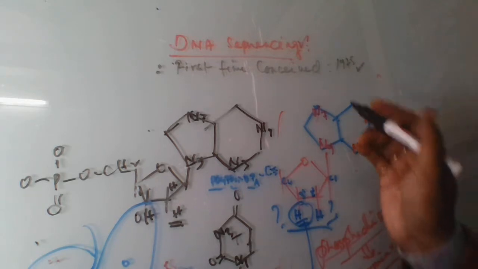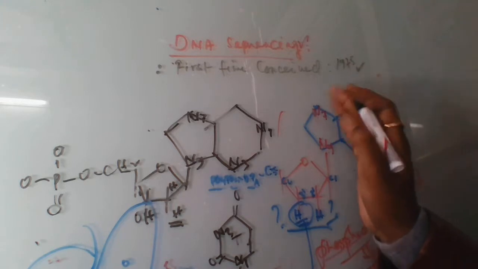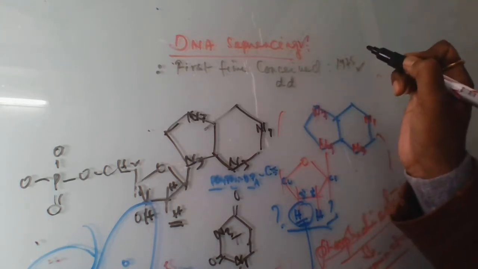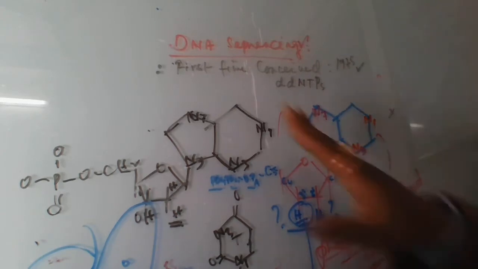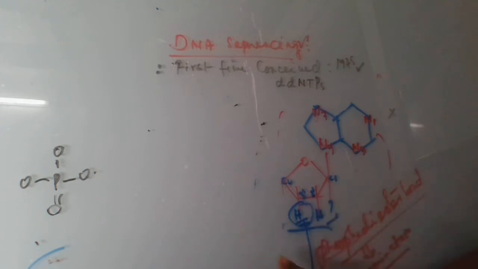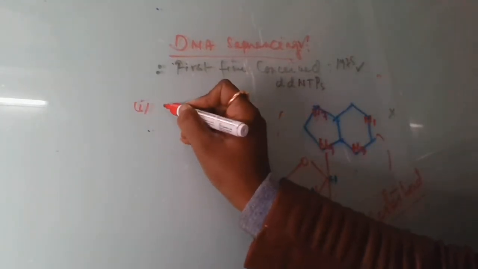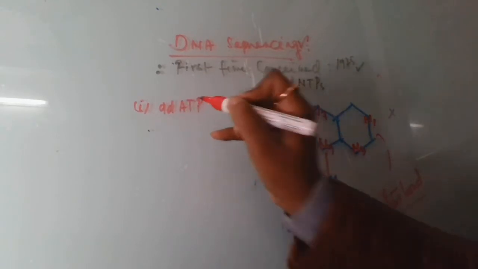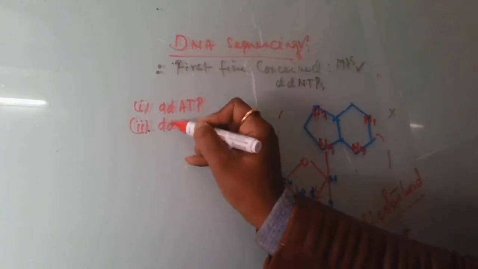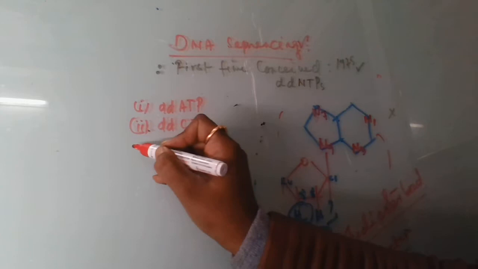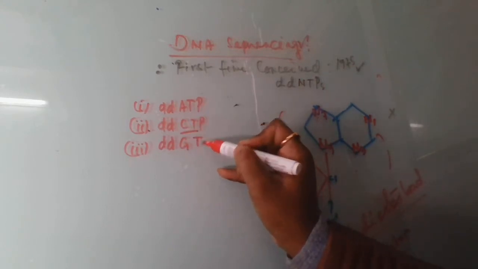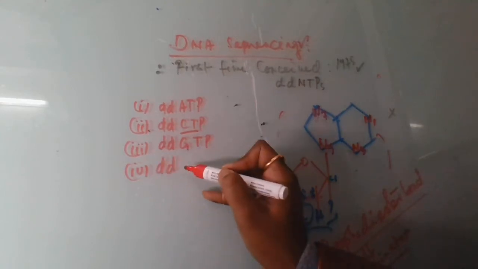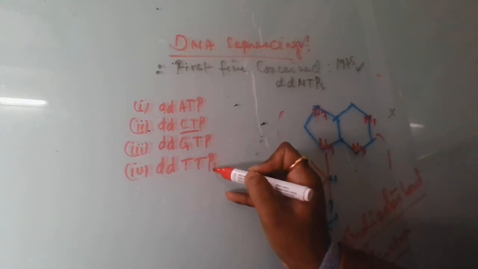Friedrich Sanger, 1975, and he used 4 dideoxy nucleotide, dideoxy NTPs. So what are the dideoxy nucleotides? One I have shown here. So let me rub this. So these dideoxy nucleotides are, you can say, first dideoxy adenosine triphosphate, second dideoxy cytosine triphosphate, third dideoxy guanosine triphosphate, fourth dideoxy thymidine triphosphates.